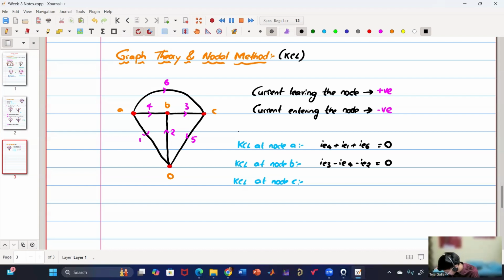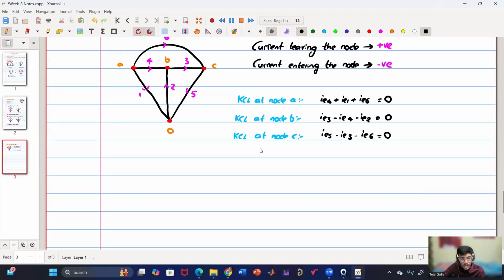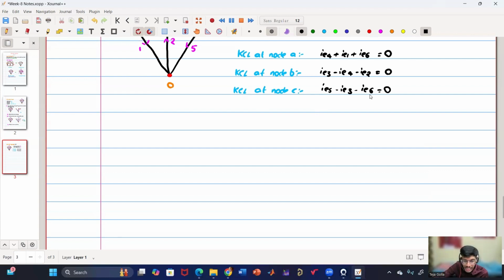IE5 minus IE3 minus IE6 equal to 0. Very good. So we have three equations. Now we are going to write it in a different format. We are going to write it in a matrix.